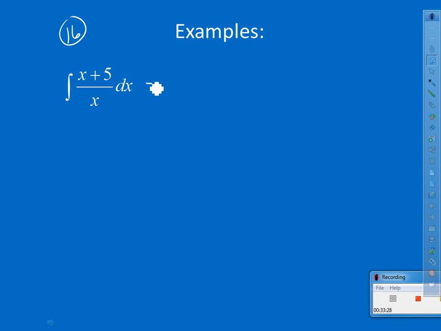I'm going to simplify this into the antiderivative of (x divided by x is 1 plus 5 over x) dx. Now don't get caught up in the u substitution. This is really the antiderivative of 1 plus the antiderivative of 5 over x. Now go find each antiderivative. Well, the antiderivative of 1 is just going to be x plus the antiderivative of 5 over x.